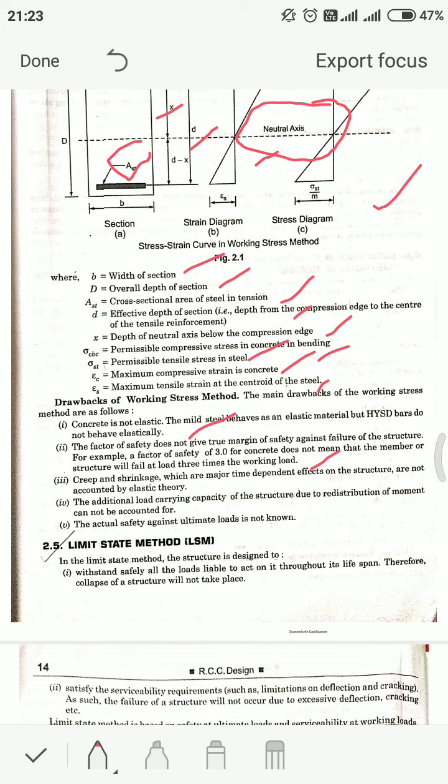Creep and shrinkage, which are major time dependent effects on the structure, are not accounted for by the elastic theory. The additional load carrying capacity of the structure due to redistribution of the moment cannot be accounted for. The actual safety against ultimate load is not known.